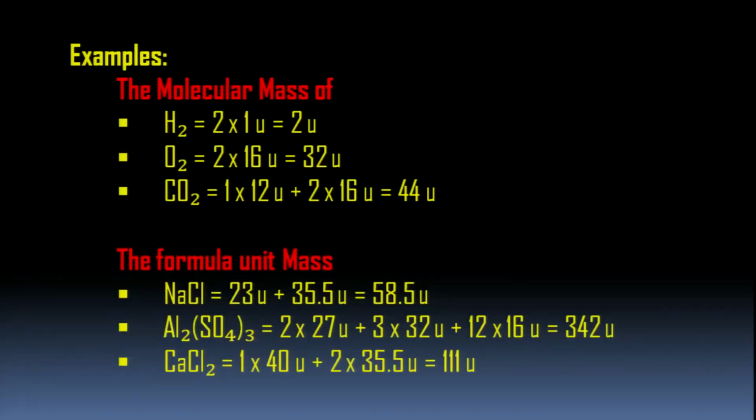Then comes calcium chloride. Calcium, atomic mass is 40U. 1 atom of calcium is 1 into 40, plus chlorine, you know, 35.5 for 1 atom of chlorine. But here you have 2 atoms of chlorine, Cl2. So 2 into 35.5, it comes out to be 71. 71 plus 40, it is 111U.